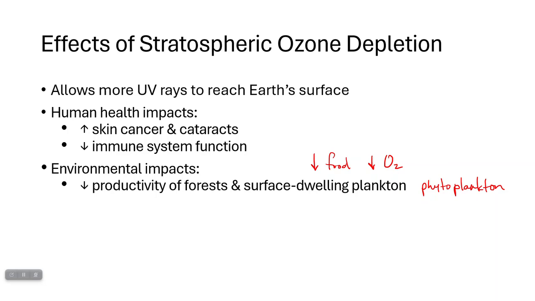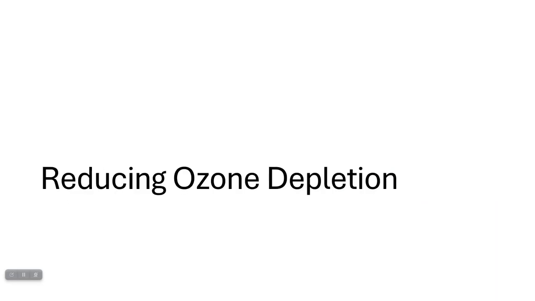Also, keep in mind, we grow plants for a reason, and these plants are damaged by UV radiation exposure, so that will decrease crop yields. Also, remember UV light helps to create photochemical smog. So when you have more UV light reaching into the troposphere, then you're going to have an increase in the amount of photochemical smog formed and all the associated negative impacts of that.